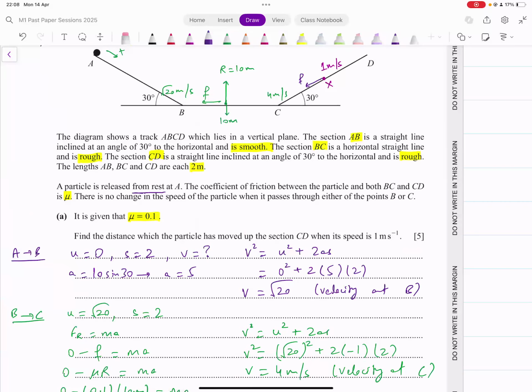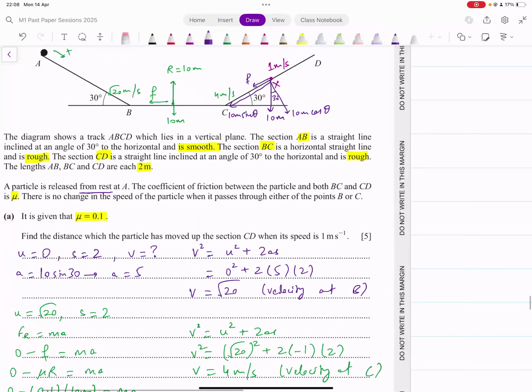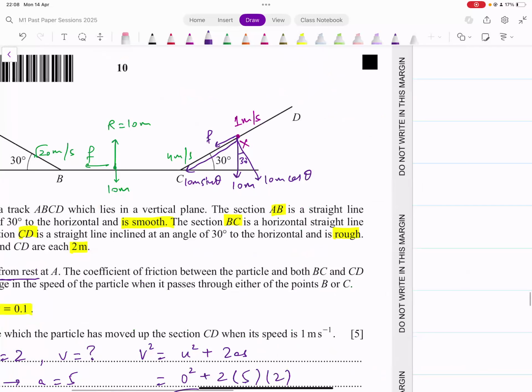Vertically downwards, we've got a weight of 10 times m. There's one component, 10m cos theta, this component, and the other component would be 10m sine theta. And there's going to be a reaction that acts in this direction. These are all the forces that are acting on this particle on the inclined surface. All right, so we've got reaction that should equal 10m cos theta. Along the surface, we've got friction and this weight component.